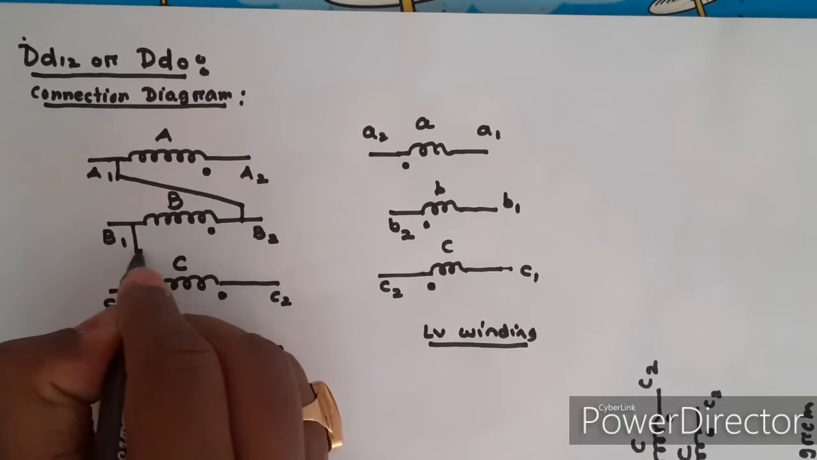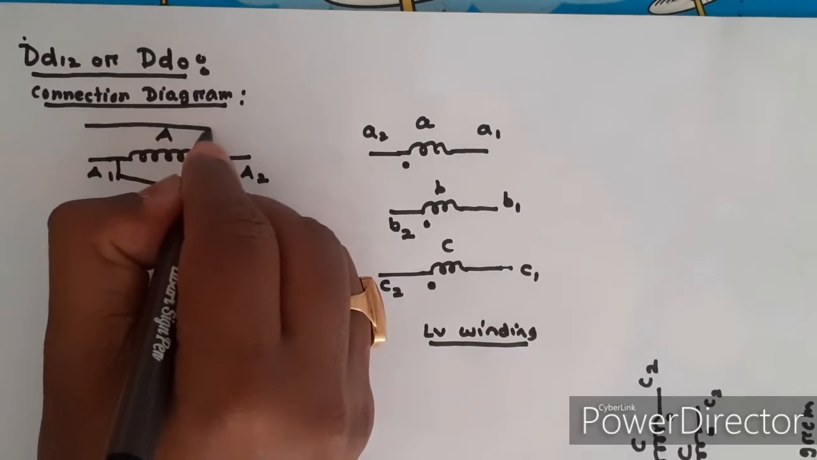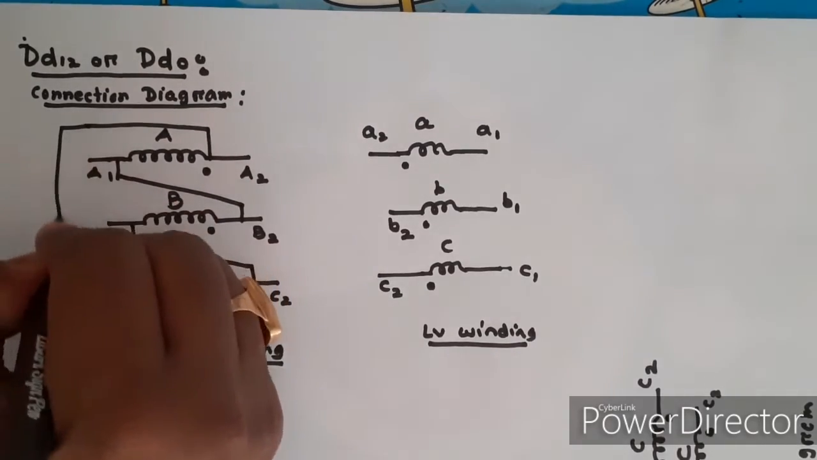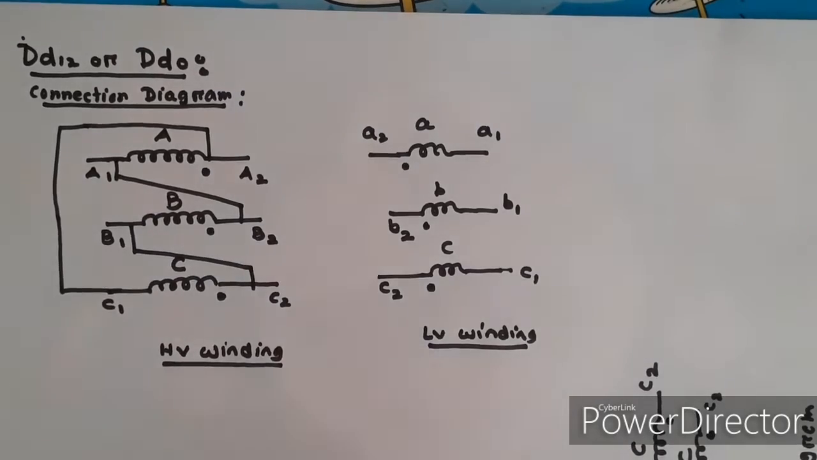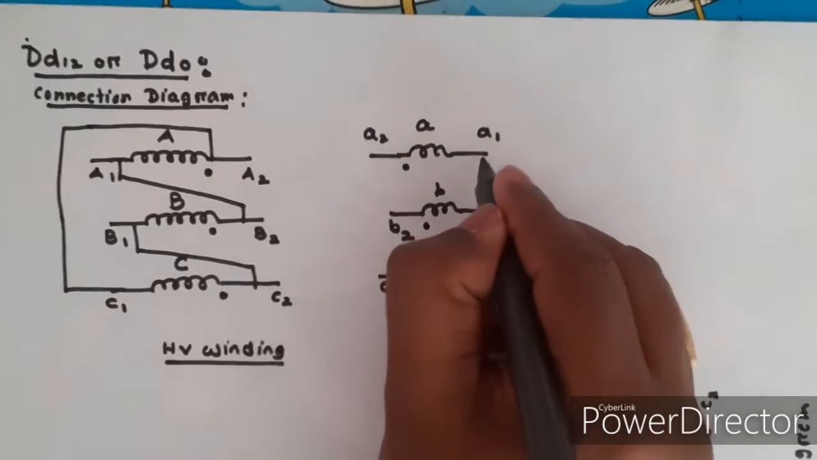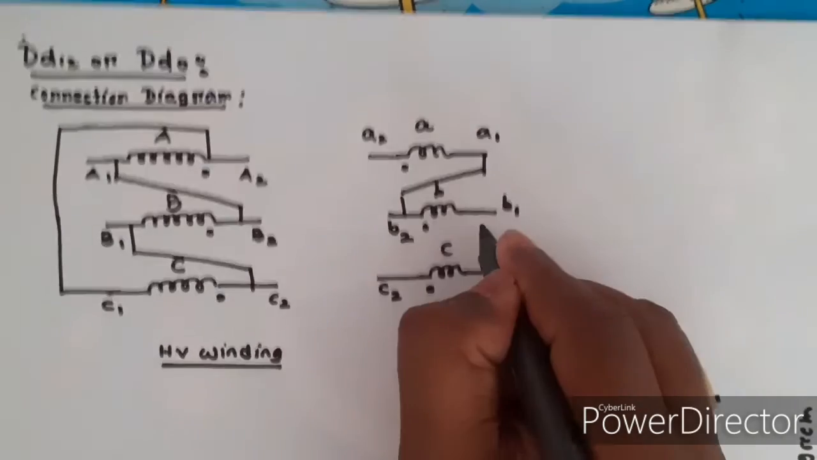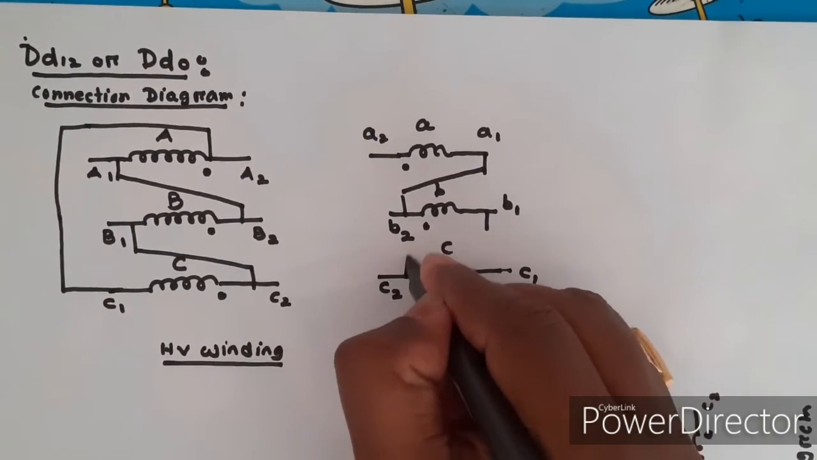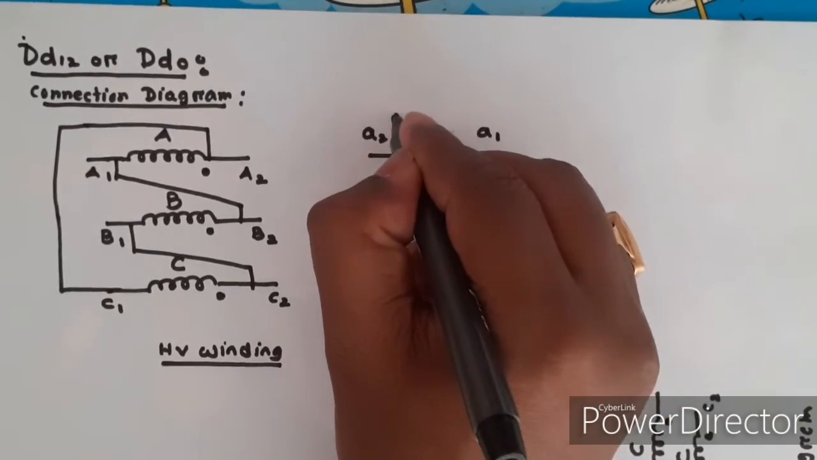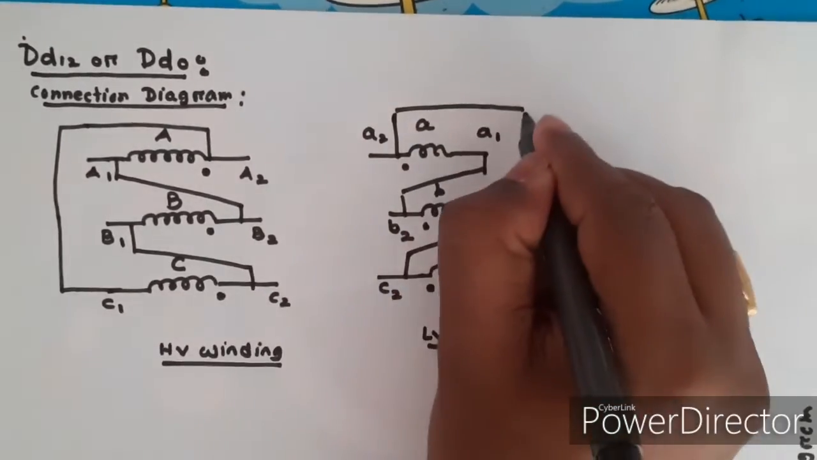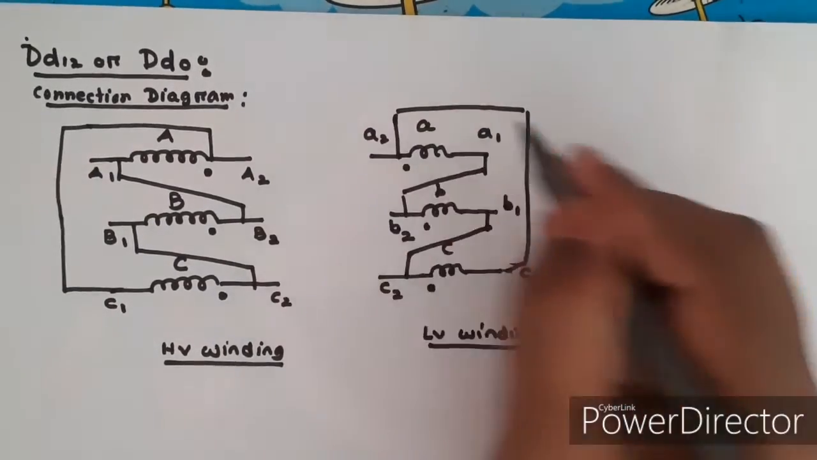Here B1 will be connected to C2, and C1 will be connected to A2. Similarly here, A1 will be connected to B2, B1 connected to C2, and C1 will be connected to A2.